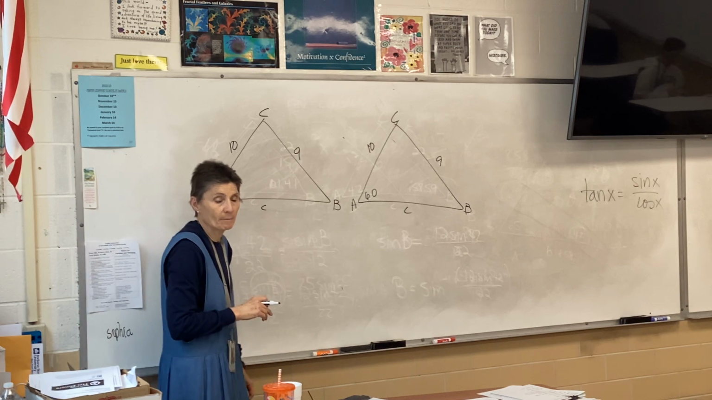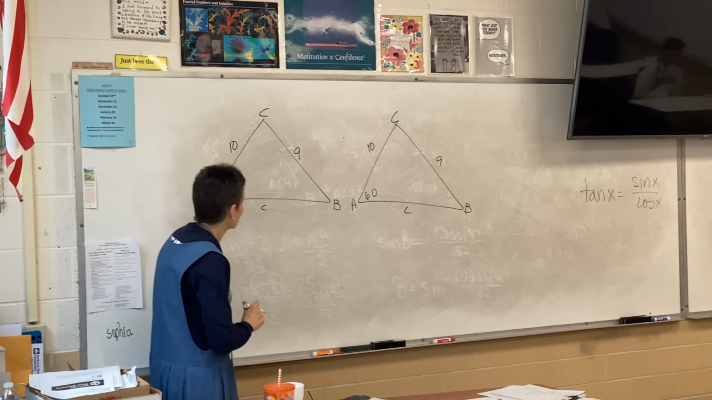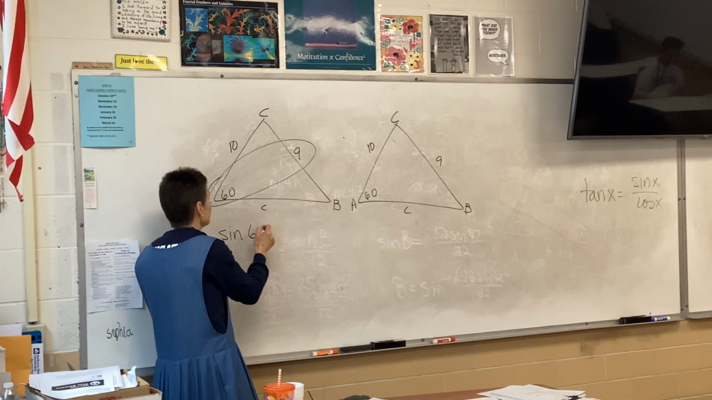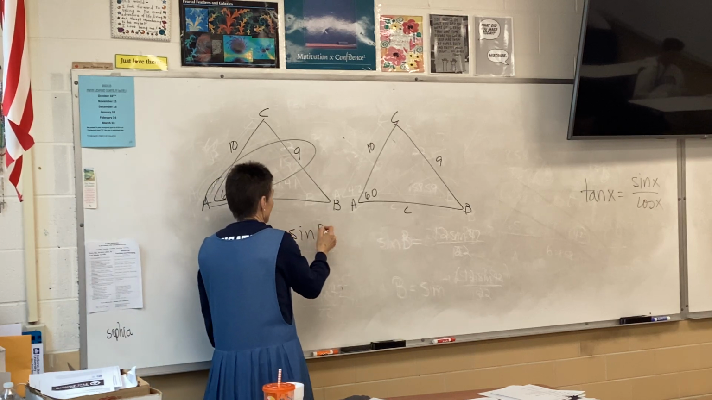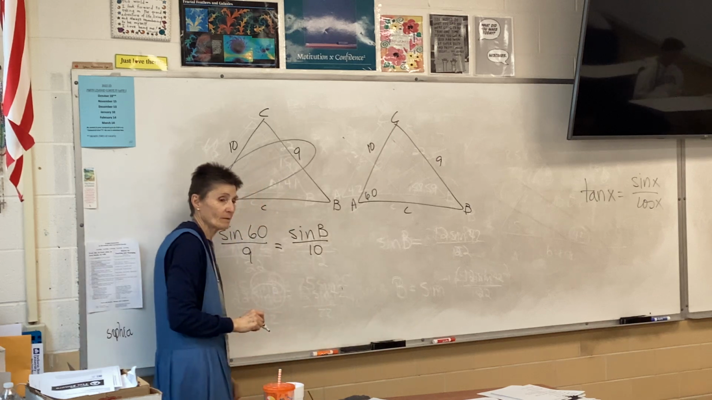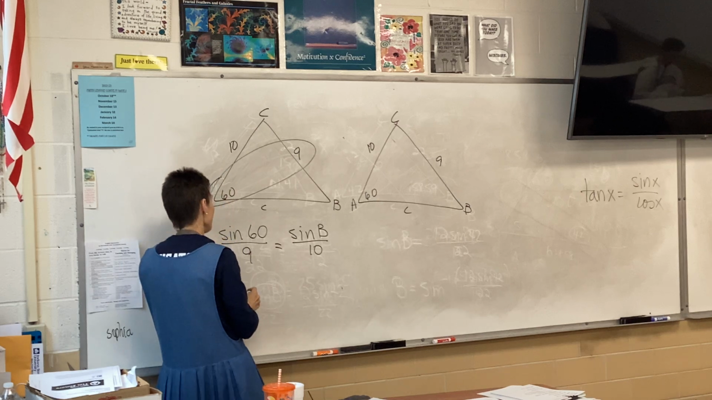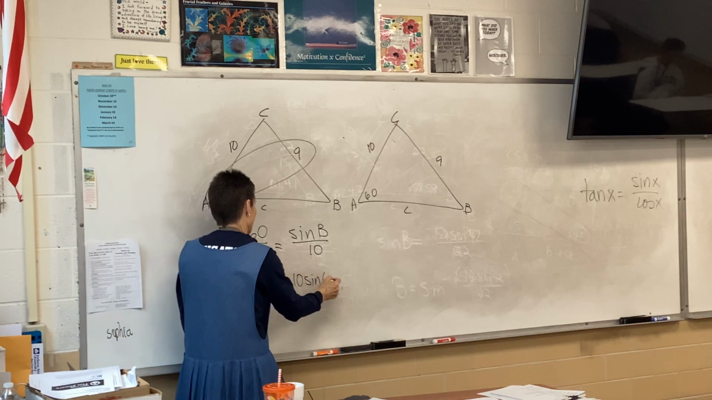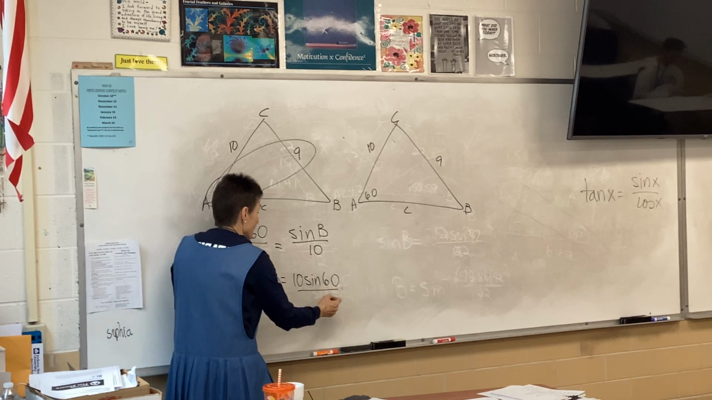All right, you can set this one up. Melissa, how does this one get set up? Sine 60 over 9 equals sine B over 10. Perfect. Everybody got that set up? Okay, so you know what to do. You're gonna cross multiply. And what are we gonna divide by? Remember, sine B is our variable, so we're only dividing by 9, right?